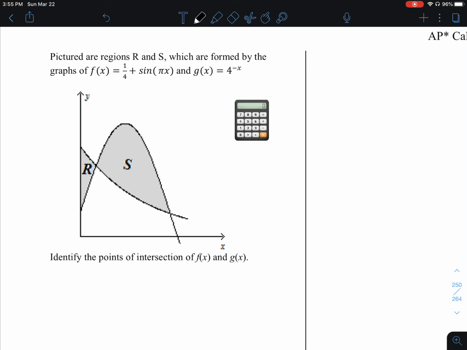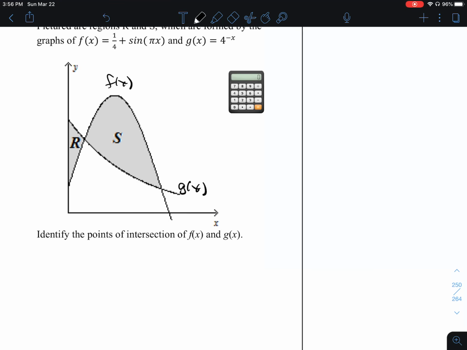Pictured are our regions R and S. We've got function f and function g. This is function f. This is function g. How do I know that? Well, this is an exponential function, and since this is negative, it opens down. There's only one curve to it. This is a trig function, which is continually going up and down, which I guess we can't technically tell it's coming back, but this 1/4 bumps it up. So instead of 0, 0, it's going to be here at a fourth.